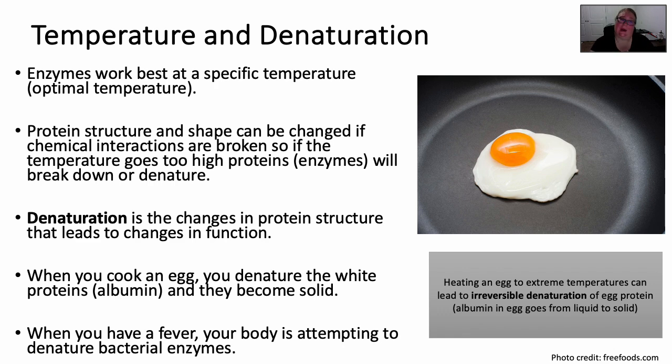So it's going to change color. It's going to go from clear to white. This is an irreversible process because we can't reverse scrambling an egg and have it go back to liquid form after we've made it a solid and cooked it. The same thing happens with enzymes. Bacterial enzymes and our enzymes work at about the same temperature.